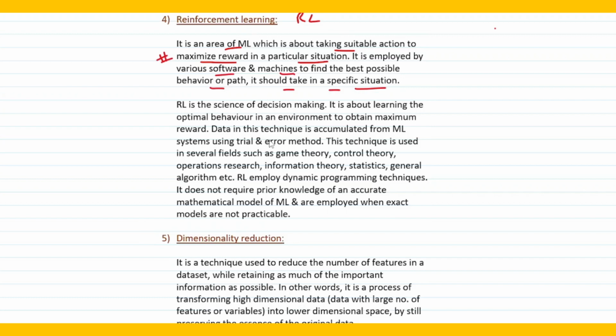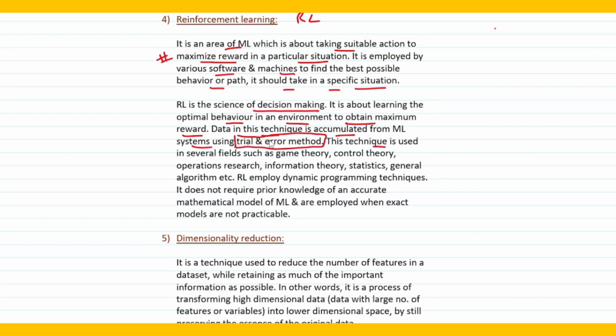Now when we talk about reinforcement learning, it is the science of decision making. So the basic idea of reinforcement learning is what? Decision making. It is about learning the optimal behavior in an environment to obtain maximum reward. That's something which we have already discussed. The idea is to maximize the reward by learning the optimal behavior in an environment. Data in this technique is accumulated from machine learning systems using the trial and error method. So the basic learning idea here is utilizing the trial and error method.